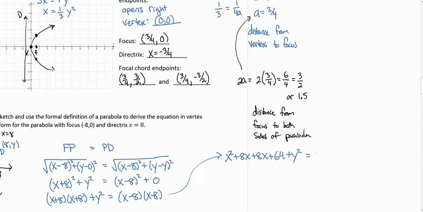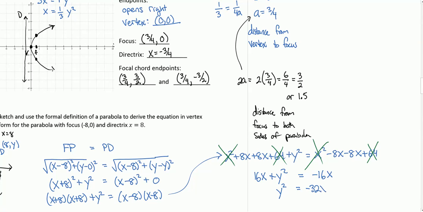Is equal to, now multiply the x minus 8 times x minus 8. And there's some things we can cancel out. They both have an x squared that we can get rid of. And they both have a 64 that we can get rid of. And so we have 16x plus y squared is equal to -16x. Subtract 16x from both sides. We get -32x.